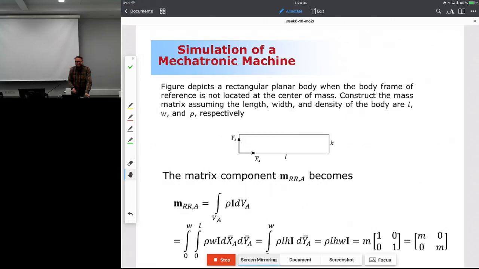Okay. Now I have the same body. The difference between this example and the previous example is that the body reference coordinate system is located in one corner of the rectangular shaped body. What's going to be the size of the mass matrix?